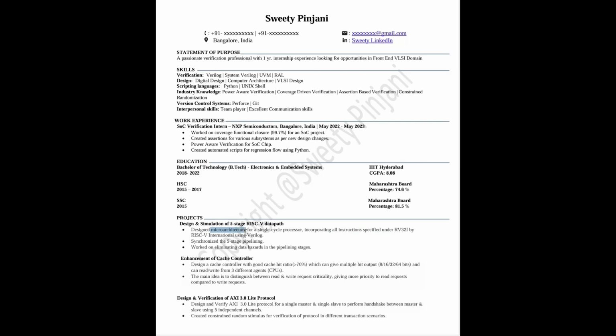Design microarchitecture. Microarchitecture is a keyword. Single cycle processor is a keyword. Instructions is a keyword. Under this particular document is a keyword, whatever document it is, and Verilog is a keyword. So mostly we are trying to use keywords.